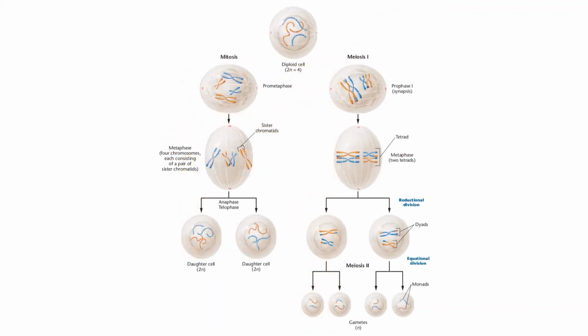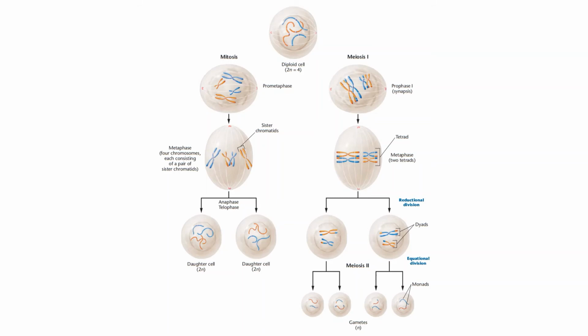So here's a comparison of mitosis and meiosis. Mitosis actually preserves the number of chromosomes. Okay? So if the parent cell has 4 chromosomes or 2 pairs of chromosomes, the daughter cells, which are only 2, should also have 2 pairs or 4 chromosomes each.